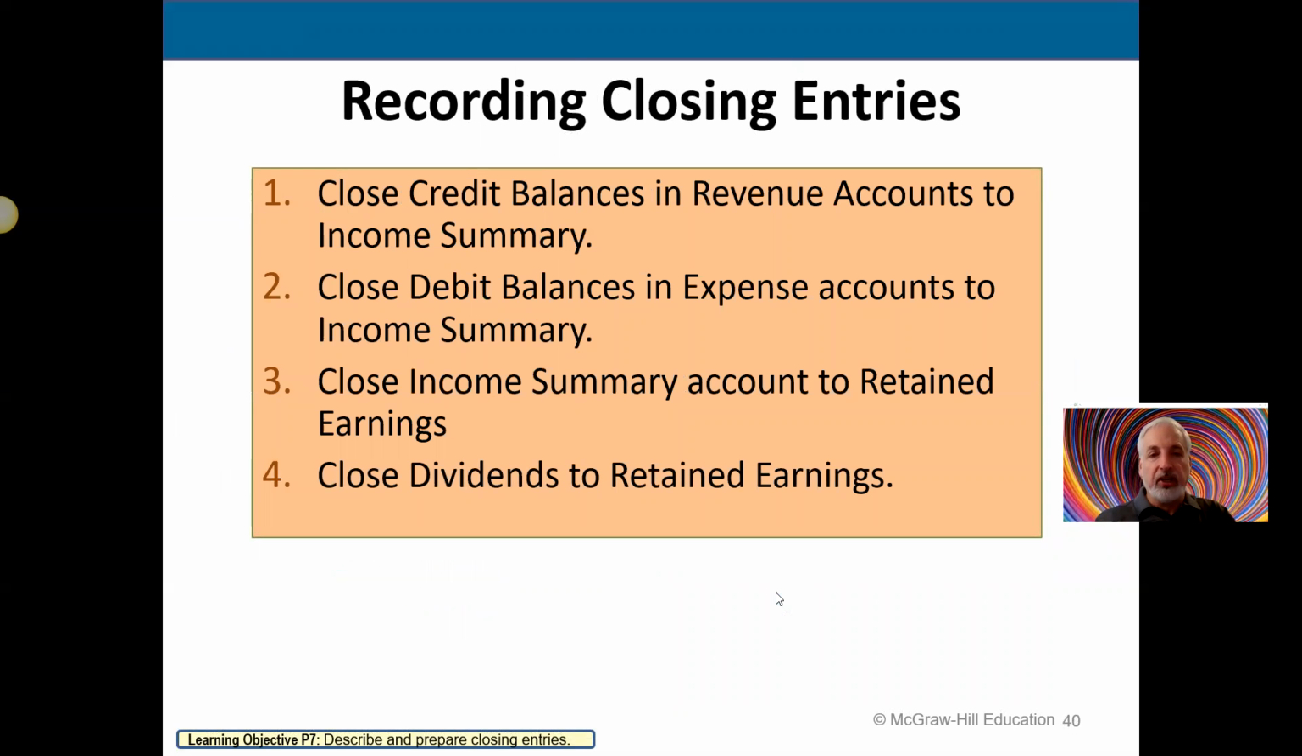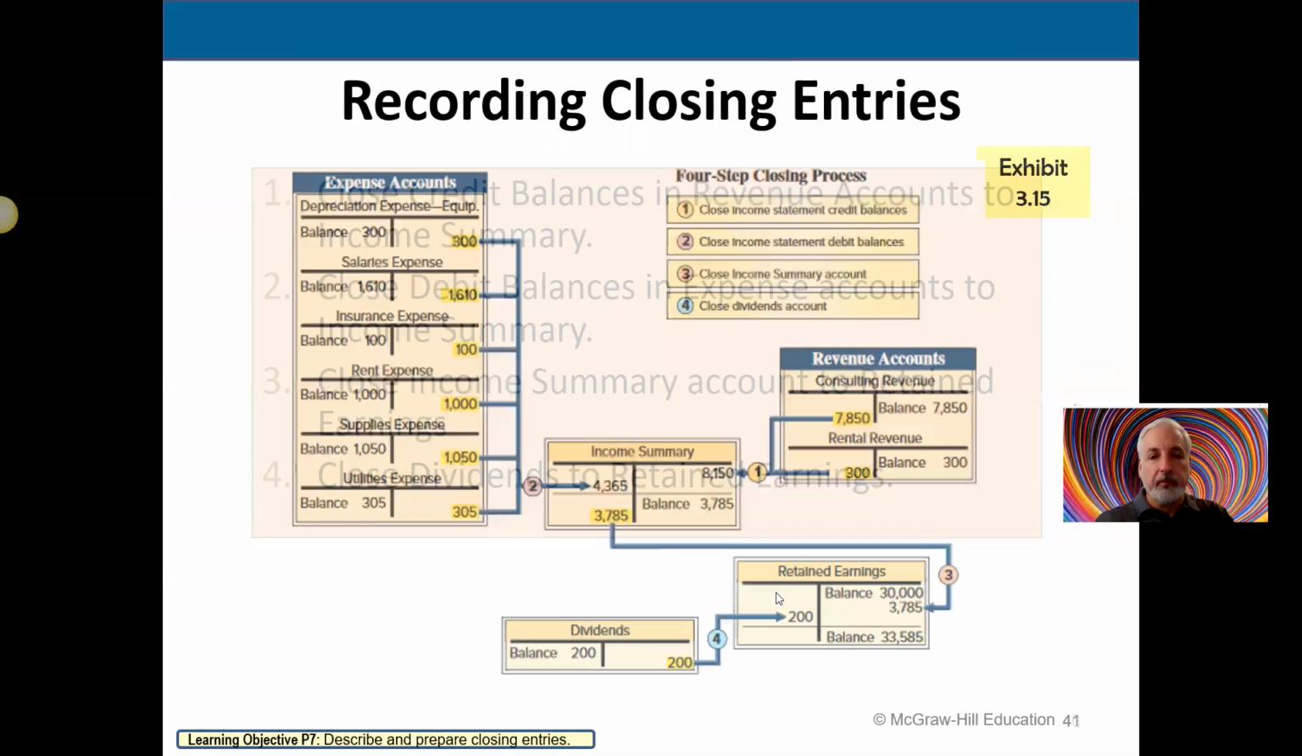And then there's a process: credit balances in revenue to income summary, debit expenses to income summary, close the income summary account to retained earnings, close dividends to retained earnings, and life is good. Okay, that's the final process.